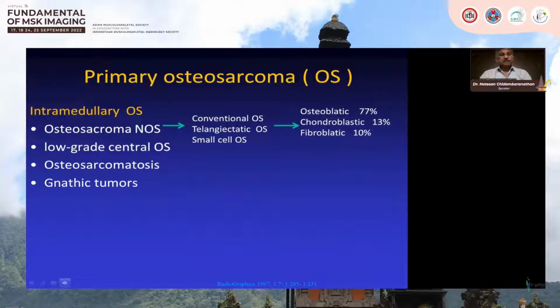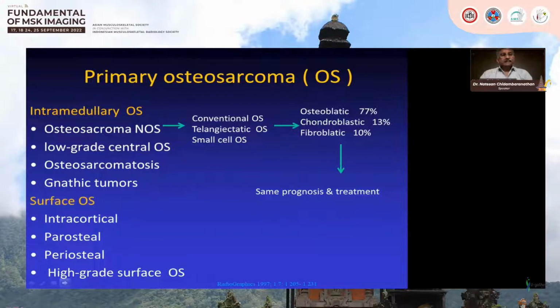The other subtypes are low grade central osteosarcoma. Low grade central osteosarcoma also has a sclerotic origin, but you often have them mistaken as fibrous dysplasia. The other subtype may be an osteosarcomatosis entity. It can have multiple osteosarcomas. Then gnathic type of tumor occurs in the mandible. Also, it is a distinct entity of osteosarcomas. These intramedullary high-grade osteosarcomas often have a common prognosis, almost the same prognosis with the treatment.